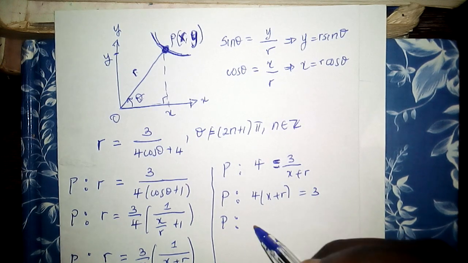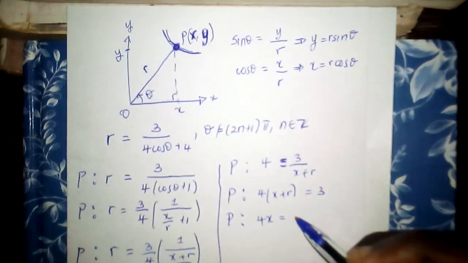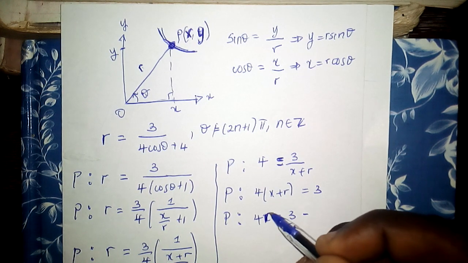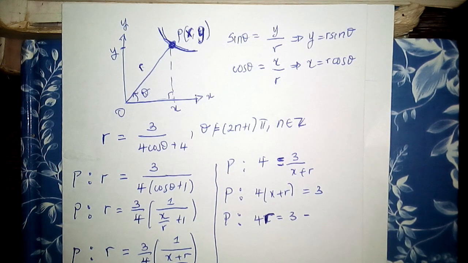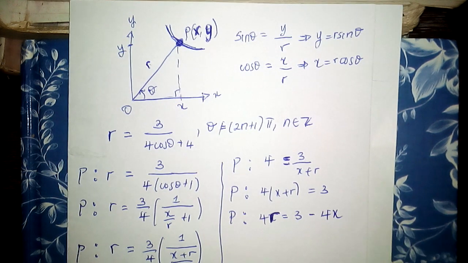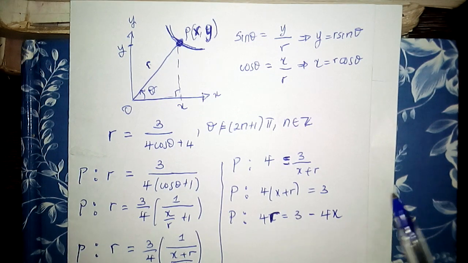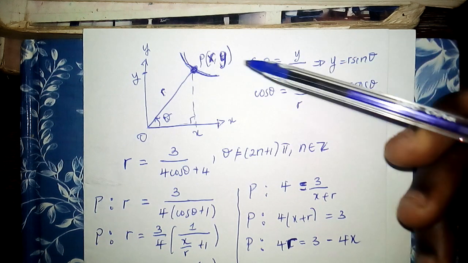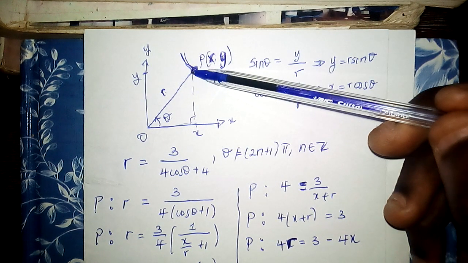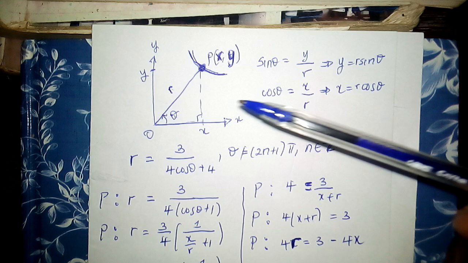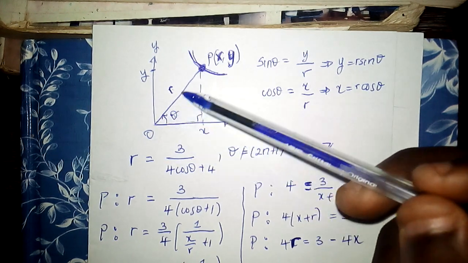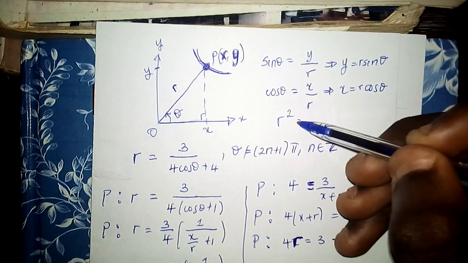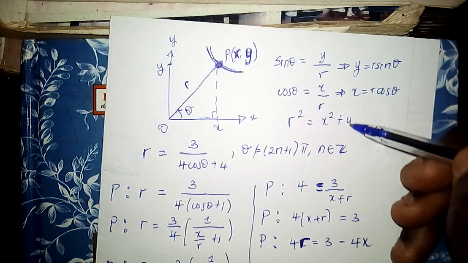So our parabola P, we have 4r is equal to 3 minus 4x, because here you have 4x plus 4r, right? Let's keep r on one side. Okay, now what's my essence of doing that? I know that this vertical distance here is y and the horizontal distance is x. Since it's a right angle triangle, it means that the square of the longest side is equal to the sum of the squares of the other two sides. So r squared will be equal to x squared plus y squared.